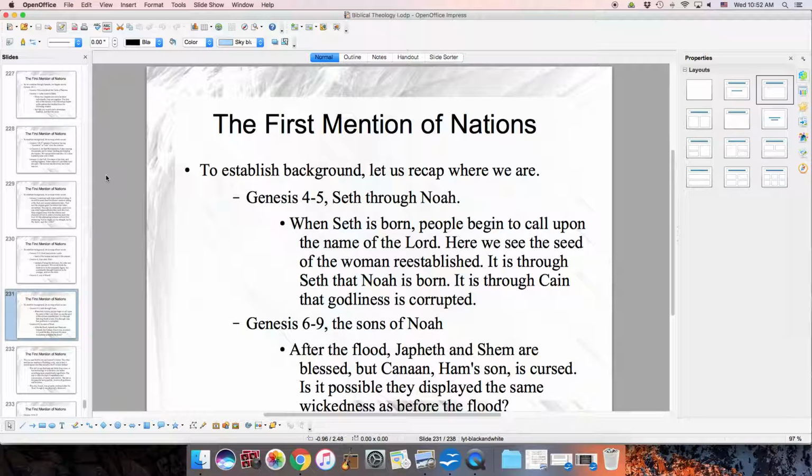Genesis 6 through 9, this is the flood. After the flood, we have Japheth and Shem blessed, but Canaan and Ham cursed at the end of Genesis 9. The question that was raised is, is it possible that they display the same kind of wickedness as before the flood? And here Noah is not condemning specifically the person because they need to be condemned, but there's an action that it stems from, and Noah is seeing the connection.